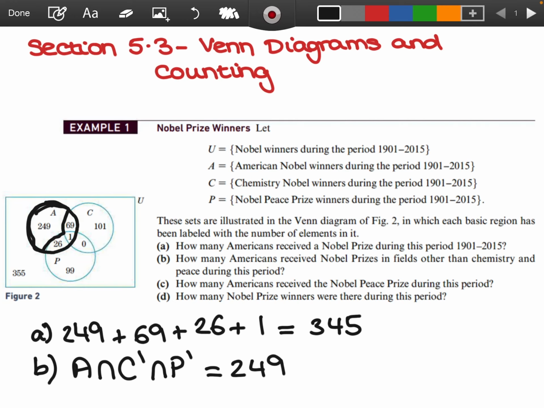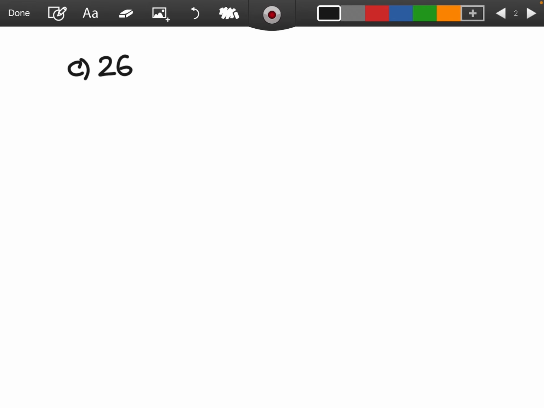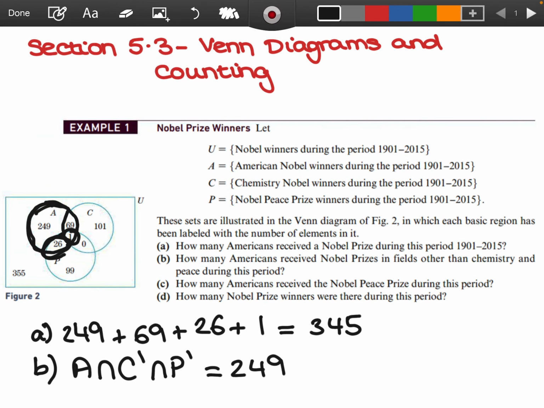Part C asks us how many Americans received the Nobel Peace Prize during this period. So it's the number of Americans again, but this time we're looking at the Nobel Peace Prize. We're looking at the intersection here, but we also have that additional person again who was not only American and won the Nobel Peace Prize, but also won the chemistry prize. So our answer to C would be the 26 people that were American and just won the Peace Prize, plus that one that won both of them. So that would be 27.